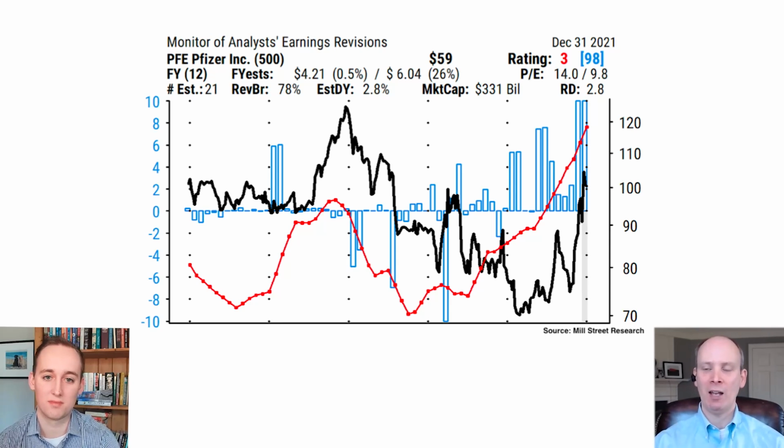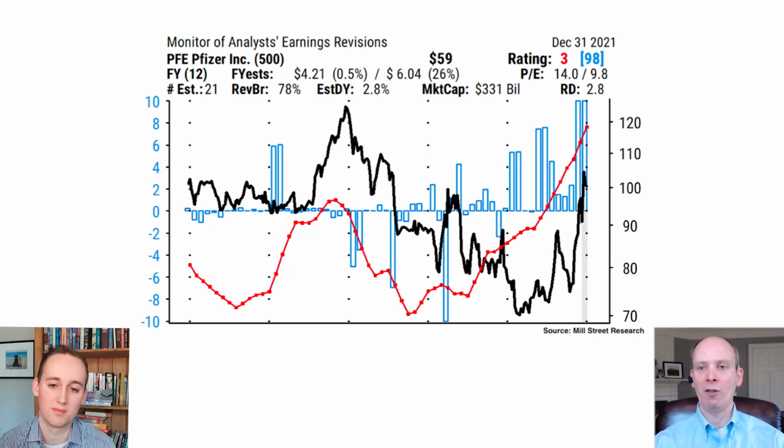But the key thing here is that we're showing a 5-year chart. The black line is the easiest to explain because it's just the relative performance of Pfizer versus the S&P 500. So if the black line is rising, that means Pfizer is outperforming the market. So you can see recently, the most recent movement in the black line shows Pfizer has outperformed.